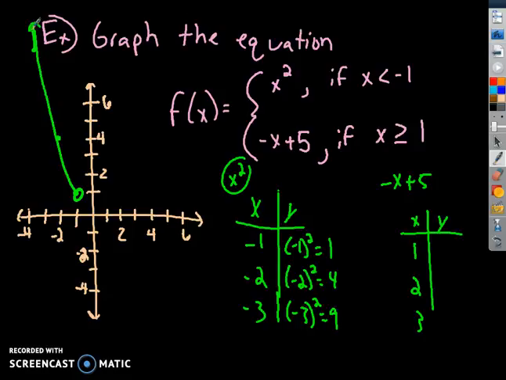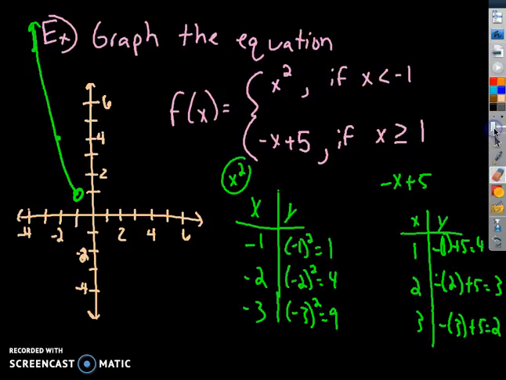Then the right side of the curve: find some outputs. If I plug in 1, I'll get negative 1 plus 5, which is positive 4. If I plug in 2, I'll get negative 2 plus 5, which is 3. If I plug in 3, I'll get negative 3 plus 5. That's 2.